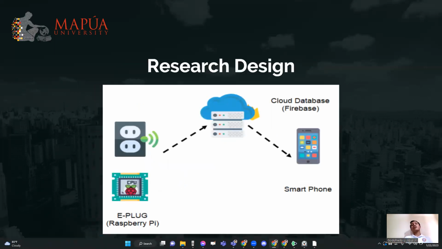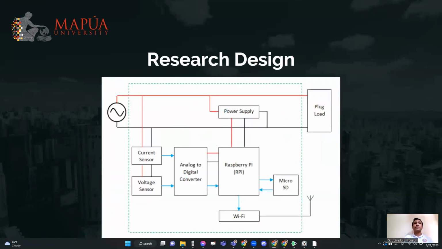Okay, for the research design, I have here the e-plug. The e-plug is controlled by the Raspberry Pi, in which the data is transferred locally and then transferred to the cloud database, which is called Firebase. This is an open, real-time database. After that, the data will be extracted, and the smartphone will get the data from the cloud database, then display it in your mobile application.